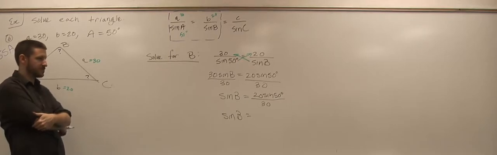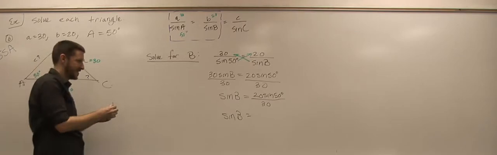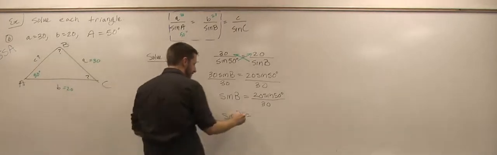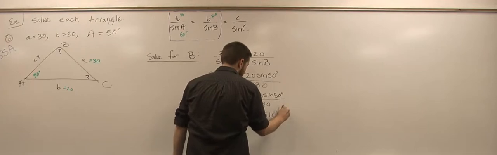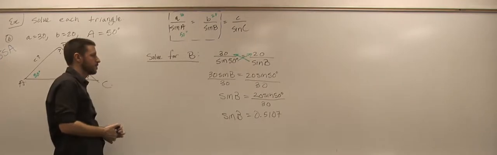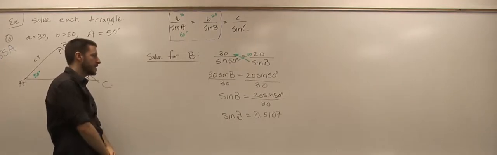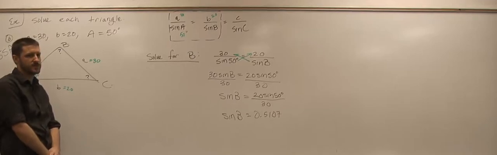Sine 50 times divided by 30. Should I do it? 0.51067. That's great. That's sine B. Is that what I was looking for? No. So what do I have to do with this?